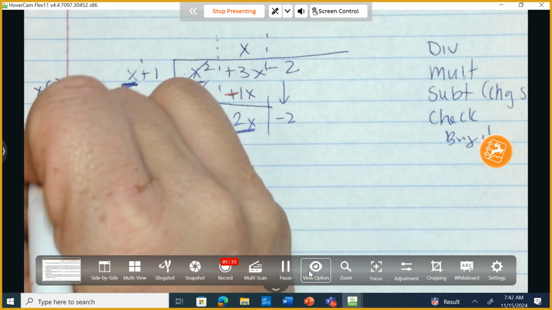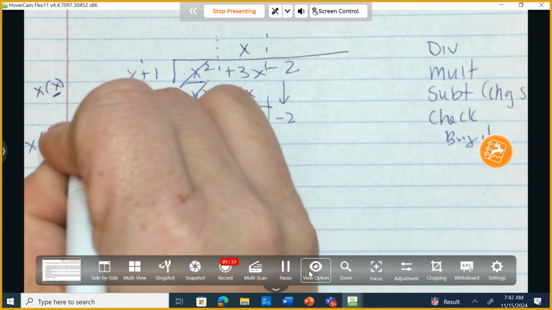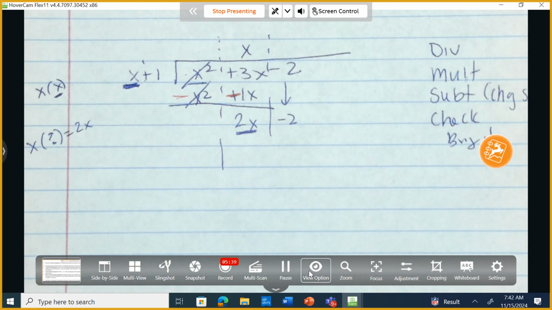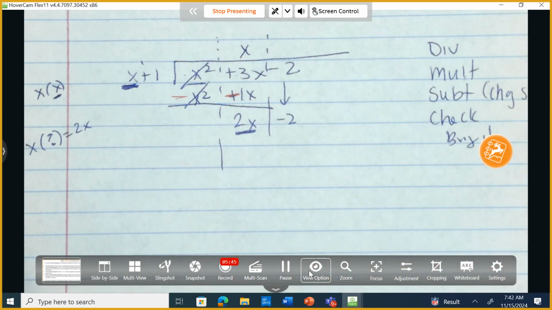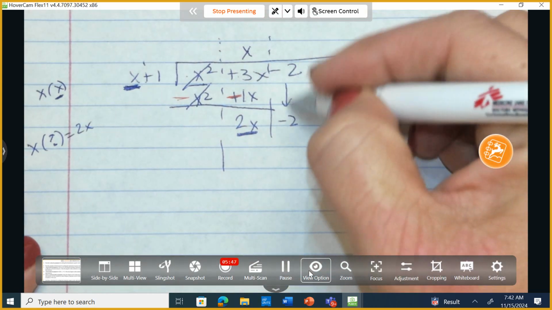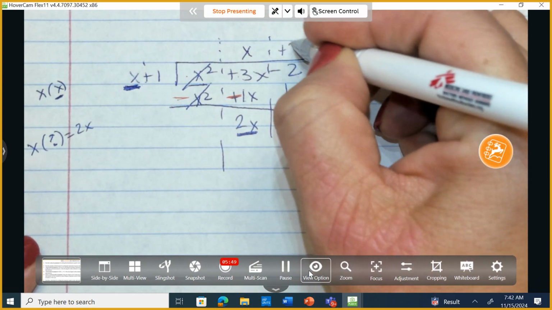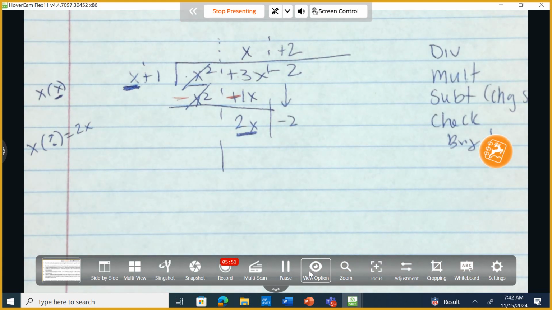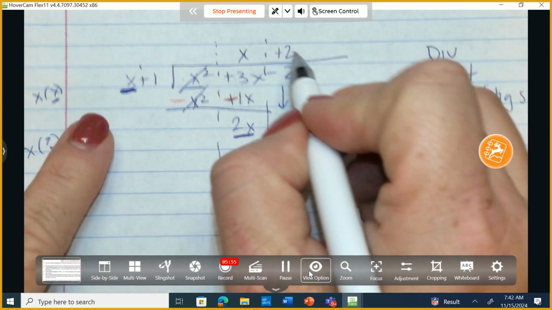So let me write that down. If you're a visual person, x times what equals 2x? Does anybody know? I think somebody said times 2. So I just have a value of 2. There's no x involved. So I'm going to line it up with just the constants, and I'm going to put a positive 2 there. So I chose the number, and now it's time to multiply.